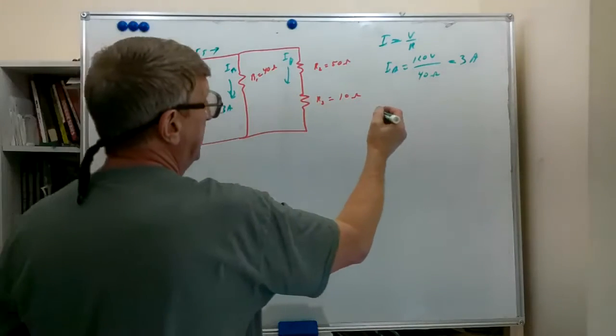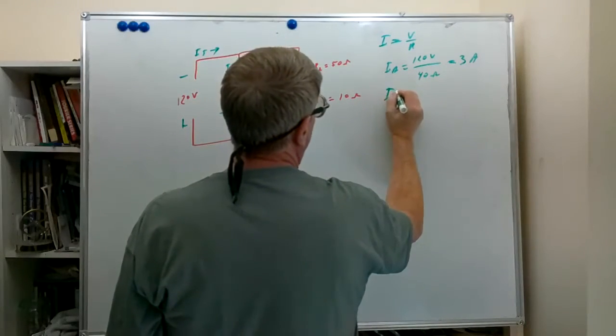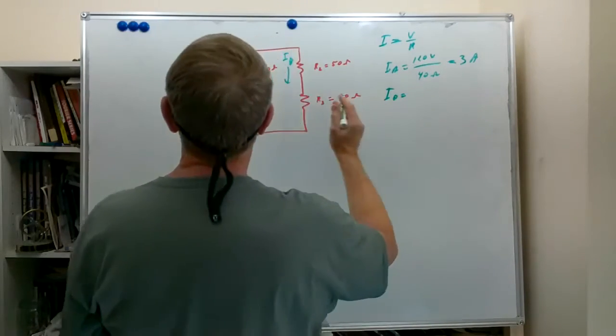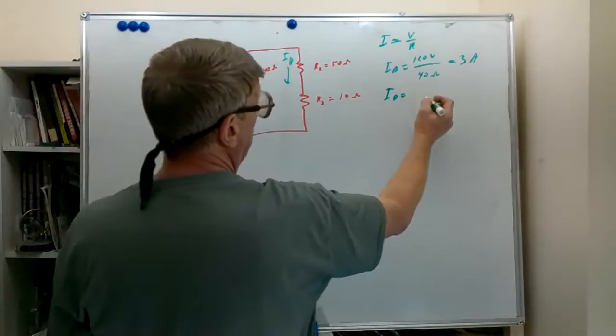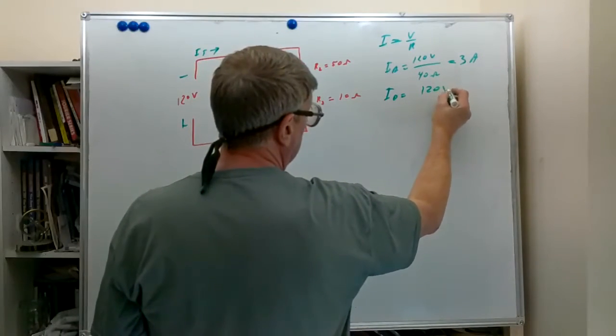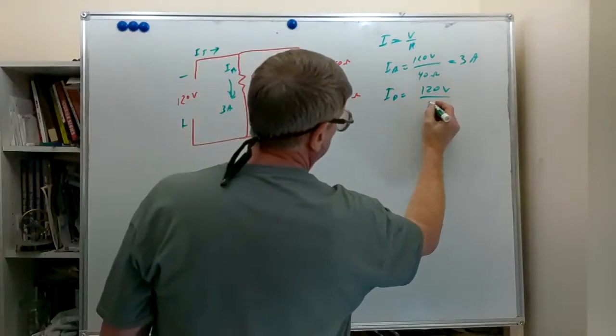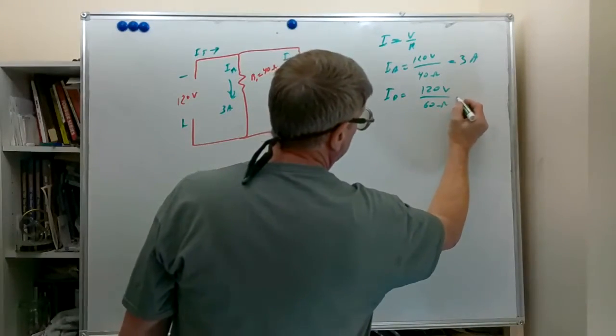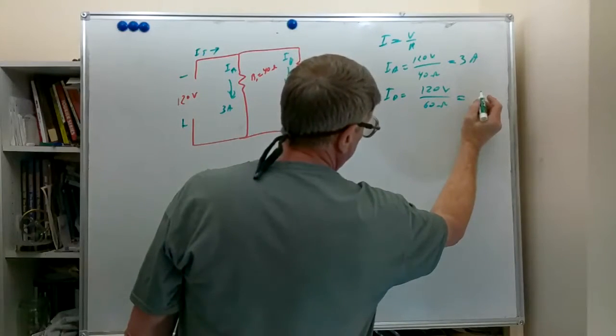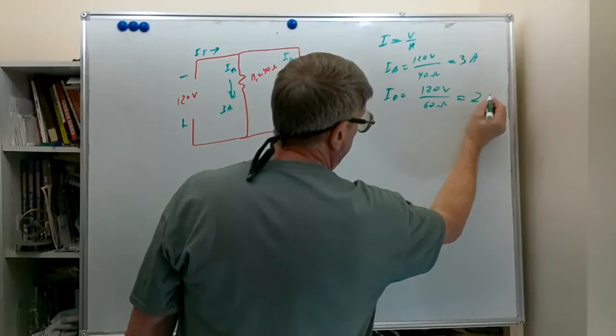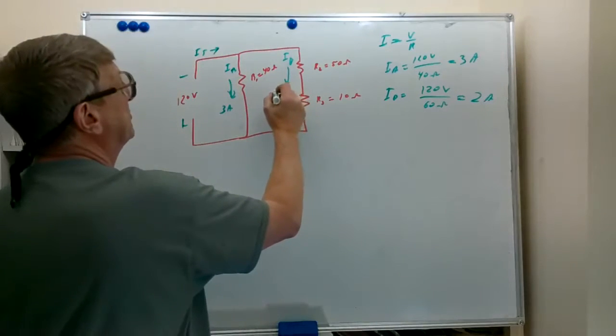So let's find IB. IB is equal to the same 120 volts supplied, and we found that we had 50 plus 10, 60 ohms. So we have 120 divided by 60. We have 2 amps. So we have 2 amps here.